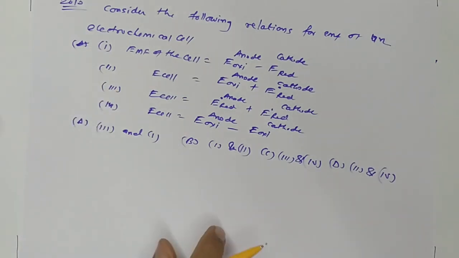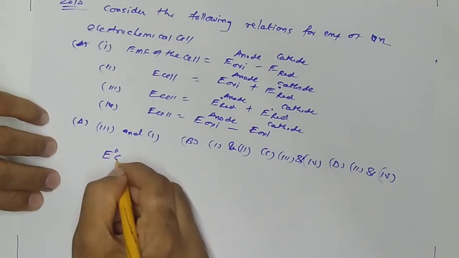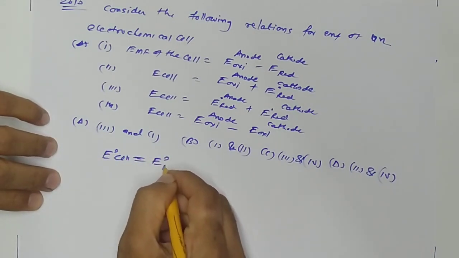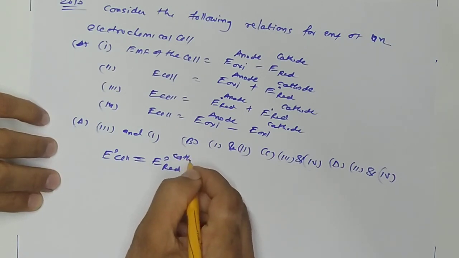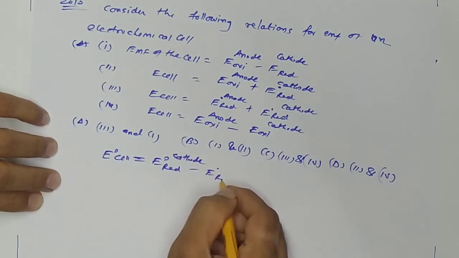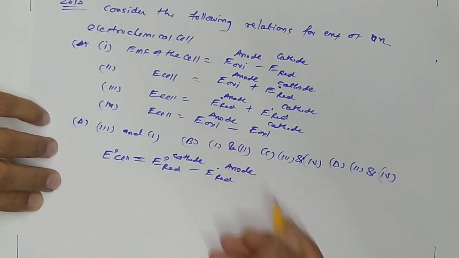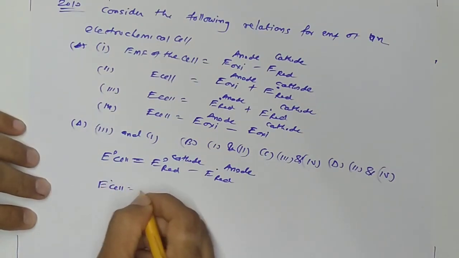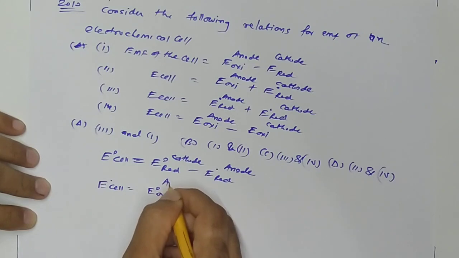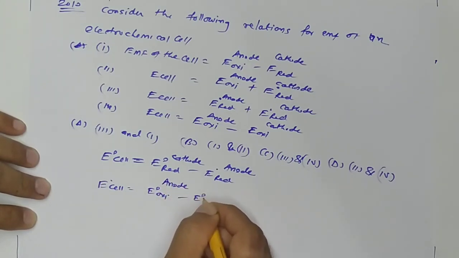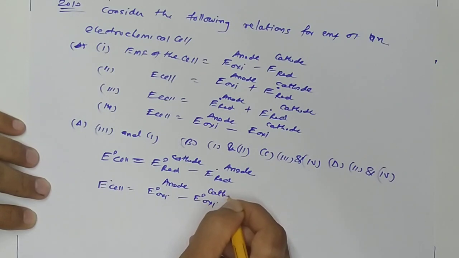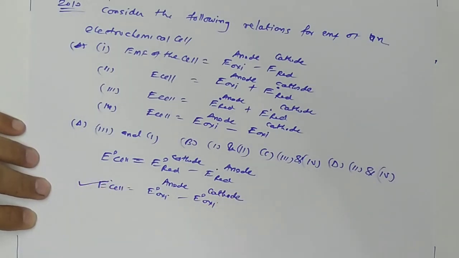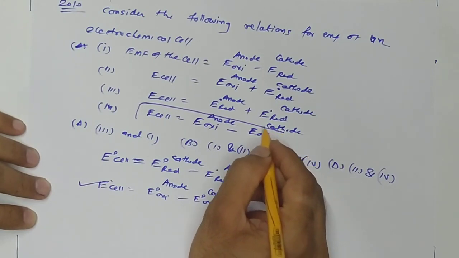Actually, we know the formula of E° cell: reduction potential of cathode minus reduction potential of anode. And another formula: oxidation potential of anode minus oxidation potential of cathode. So the fourth option is true.